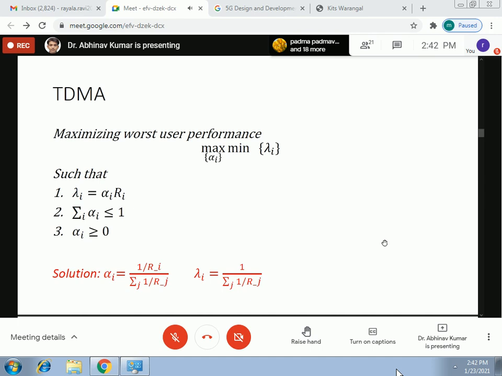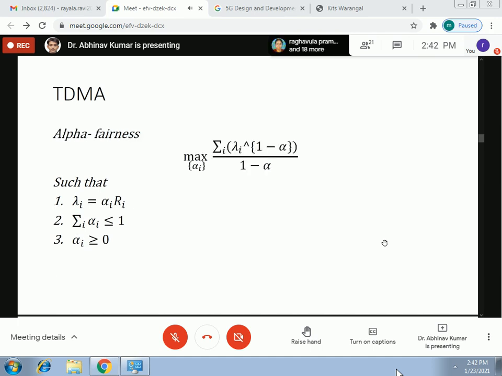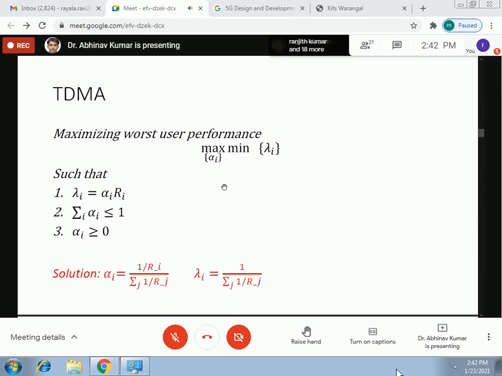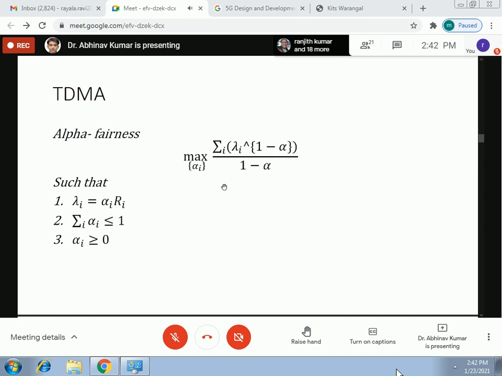Now, going further, we can generalize this formulation, where instead of having any particular one of these three, we can have a more generic objective function, which is the alpha-fairness based objective function. So here we take summation over i, lambda i to the power 1 minus alpha, upon 1 minus alpha. This alpha is the alpha fairness parameter.